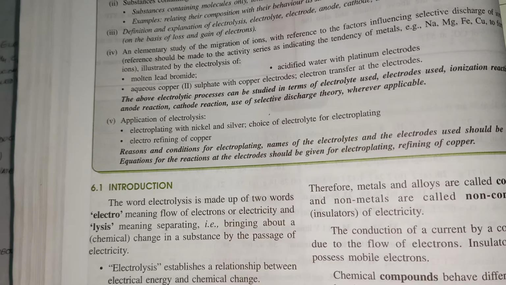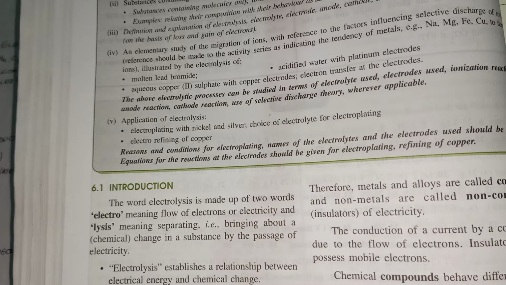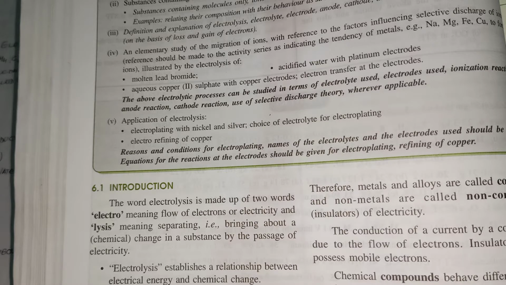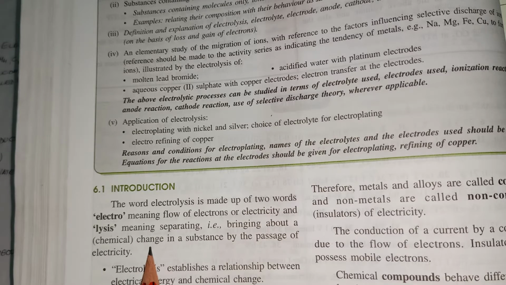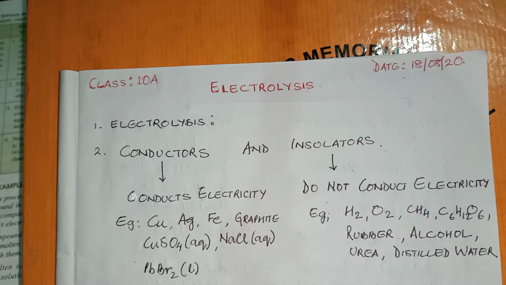We all know that electricity is a form of energy. So this energy, when passed through certain substances, breaks down those substances into other constituent substances. It breaks down the substance to produce new substances. That's why it is called chemical change. So this is a brief introduction. Now let us go in more detail.